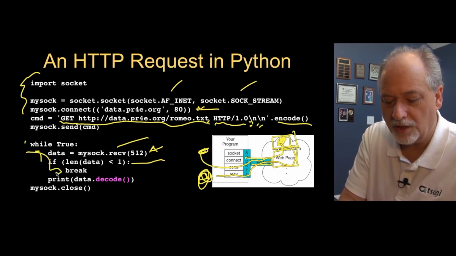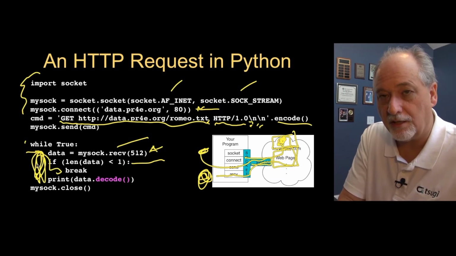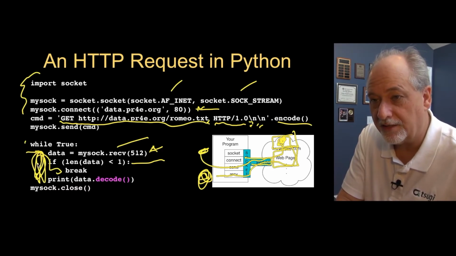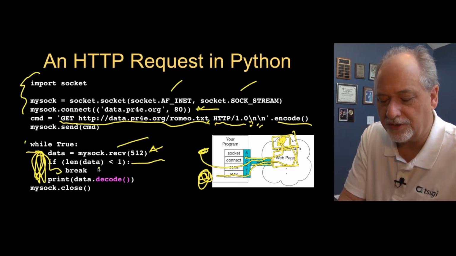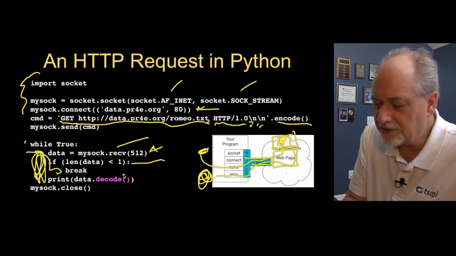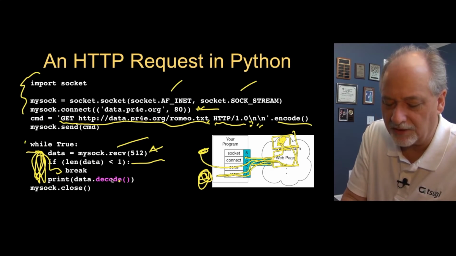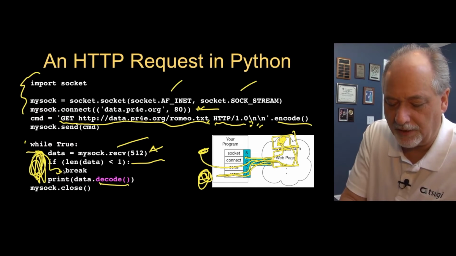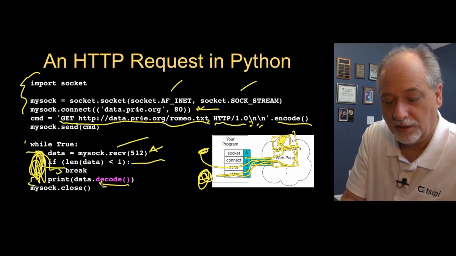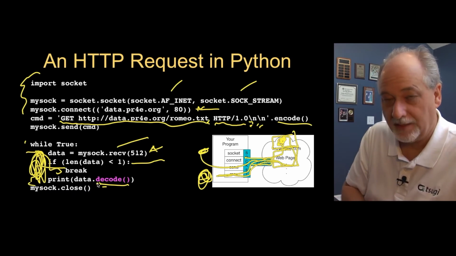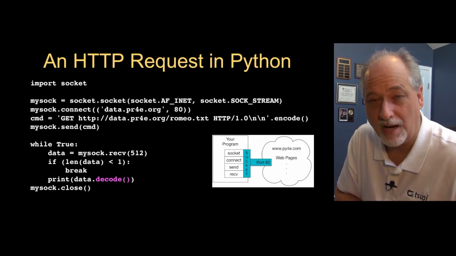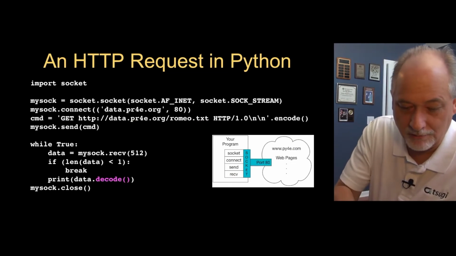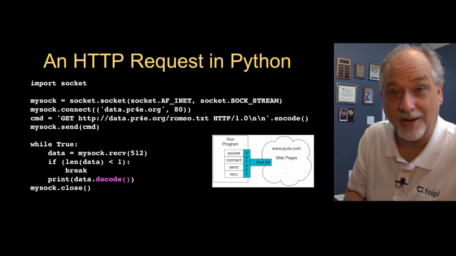But this is how we go. So this is basically until the entire socket, until the socket is closed, we're going to read this data. And because this data is coming from the outside world, we have to decode it before we print it. And then when we're all done, we break out of here and we close the socket. So literally, that is an entire web browser written in 10 lines of Python.